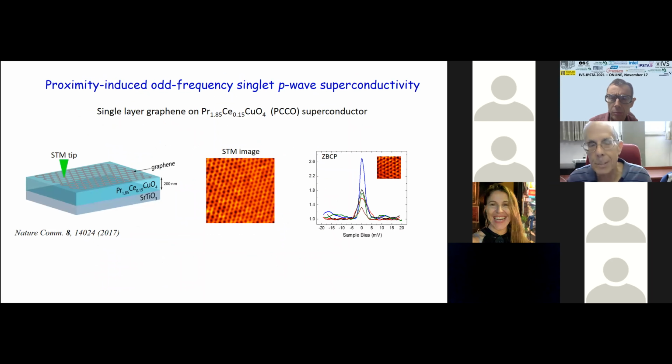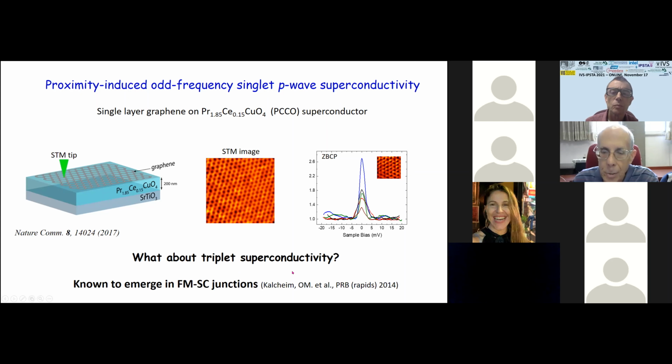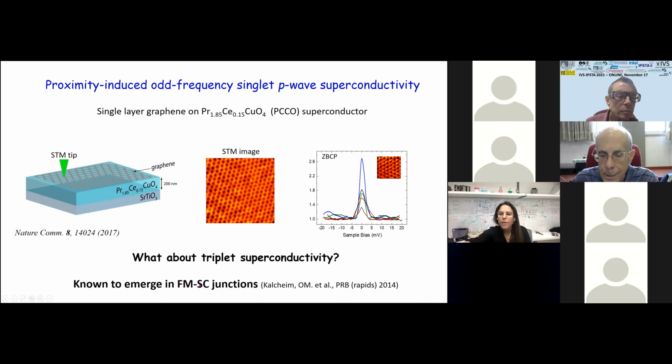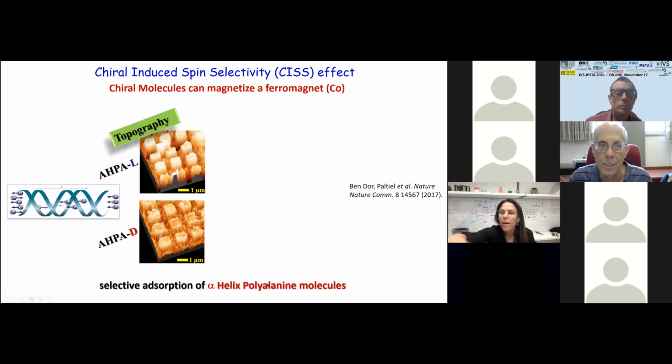By employing this method and other complementary methods, we've shown that odd frequency singlet p-wave superconductivity can be induced in single layer graphene when it is proximity coupled to a superconductor, for example, by observing this zero bias conductance peak. But now we are more interested in triplet superconductivity, for example, for applications in superconducting spintronics. It is well known that triplet superconductivity can emerge at the interface between a ferromagnet and a superconductor. We've also shown it here in my group, but there are of course other ways to do that.